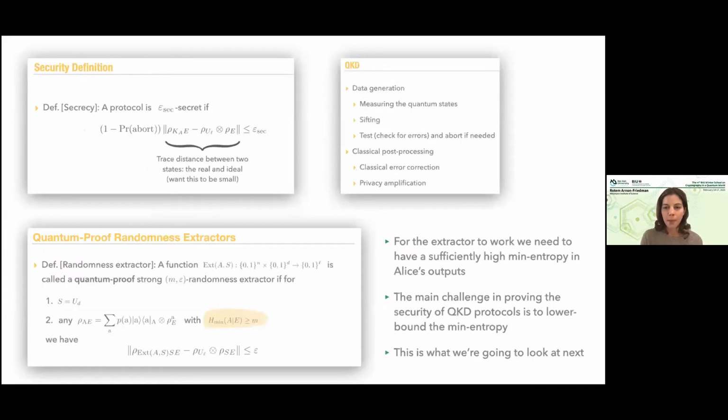So we ended at this stage. We said that in order to prove secrecy, which is the main part, we want a quantum proof extractor to work, and for this we need to show that the state shared between Alice and Eve at the end of the protocol, before applying the privacy amplification, has enough min-entropy. This is what we're going to do now.